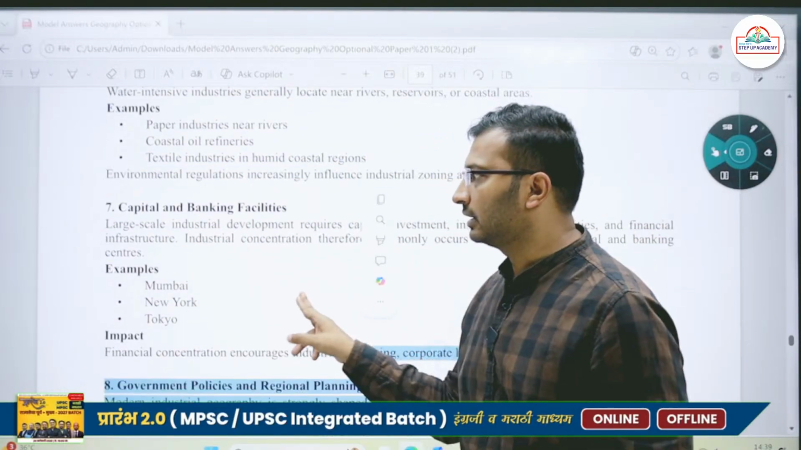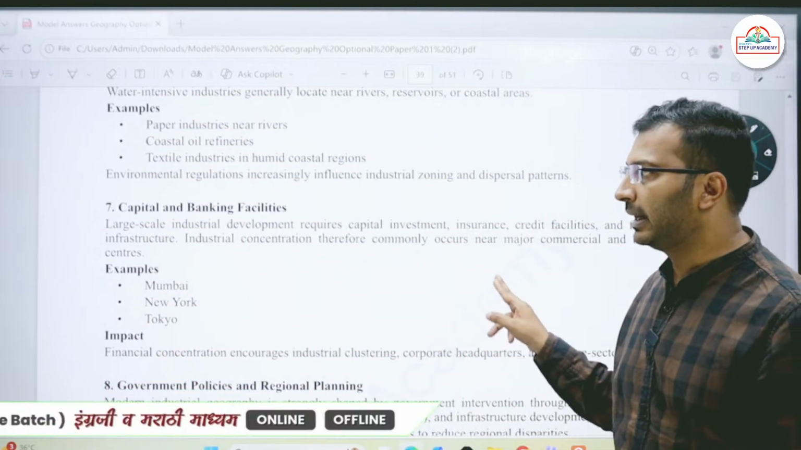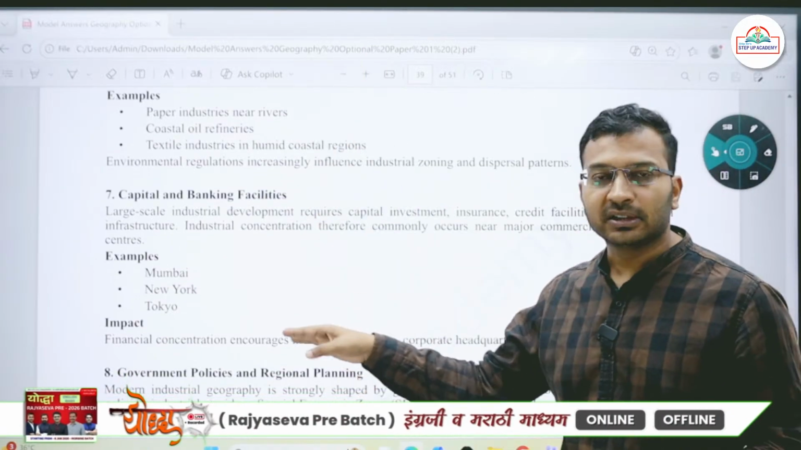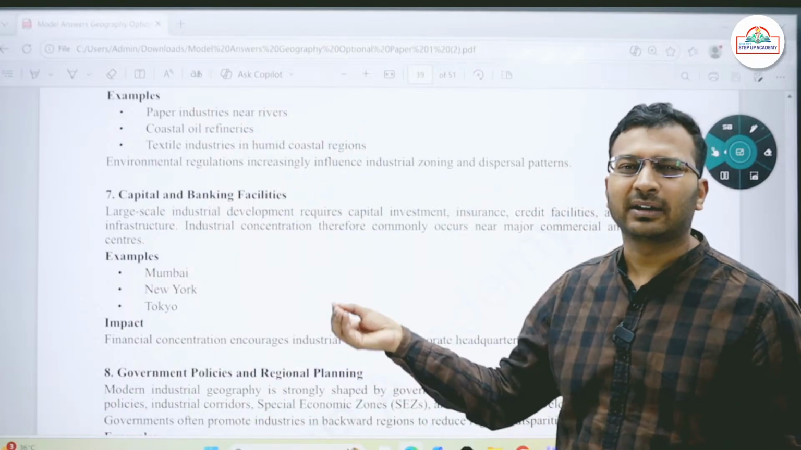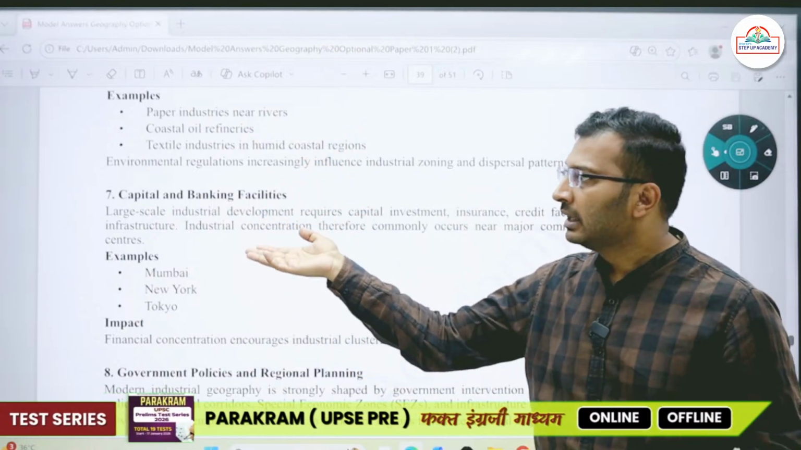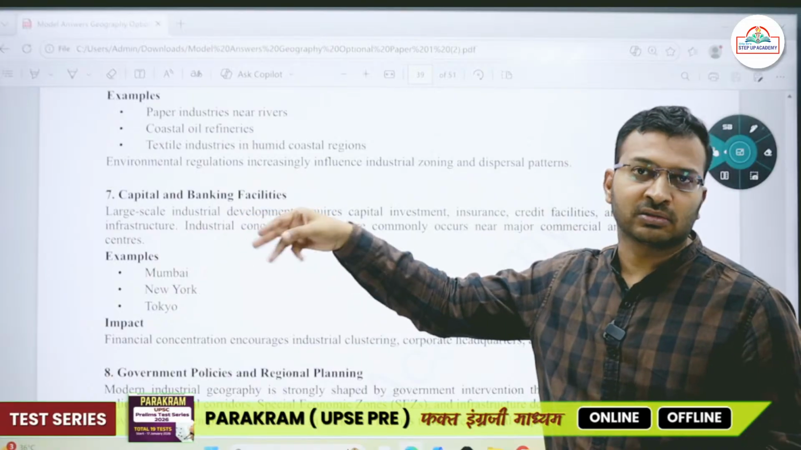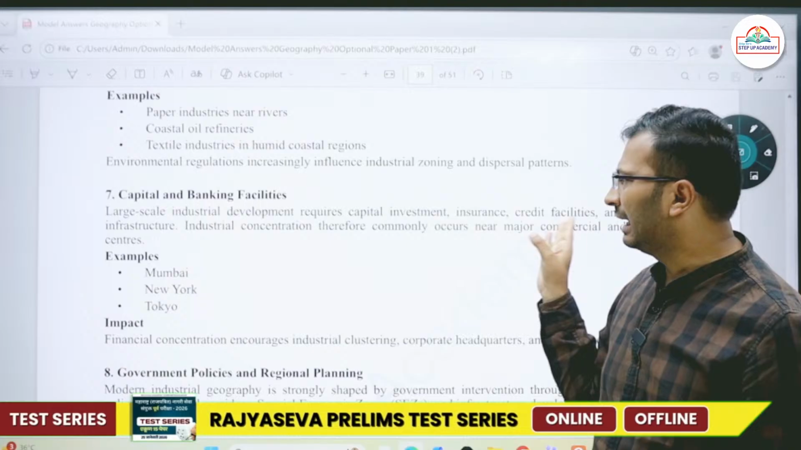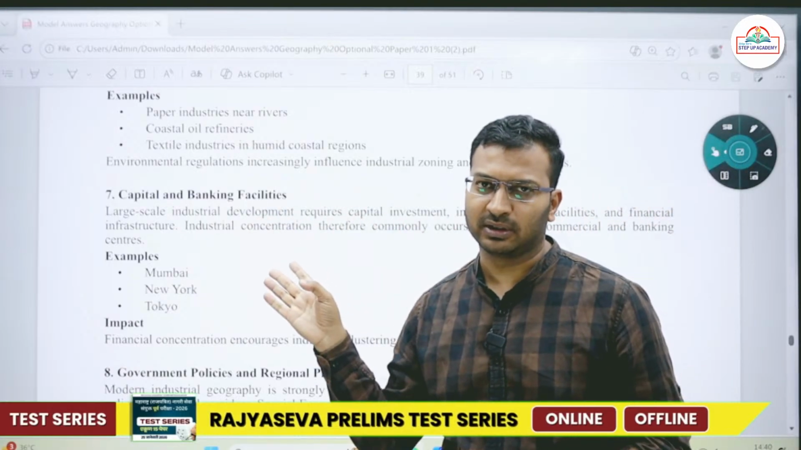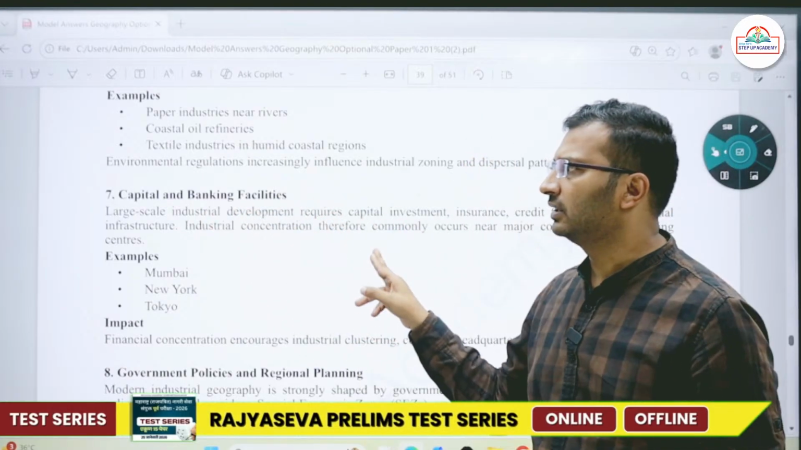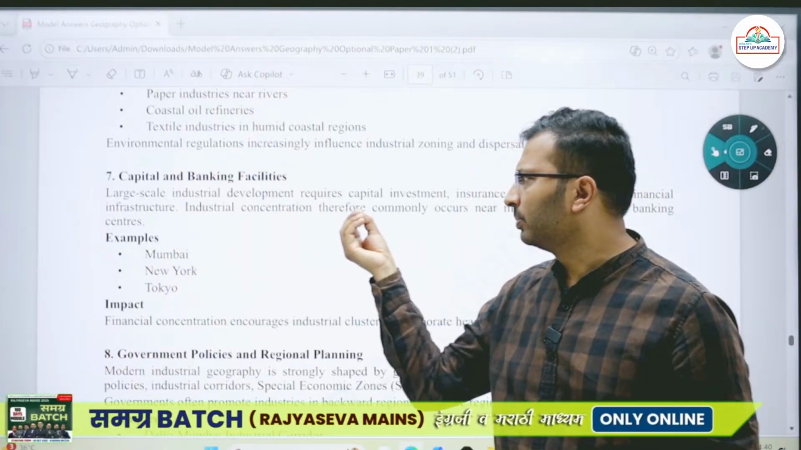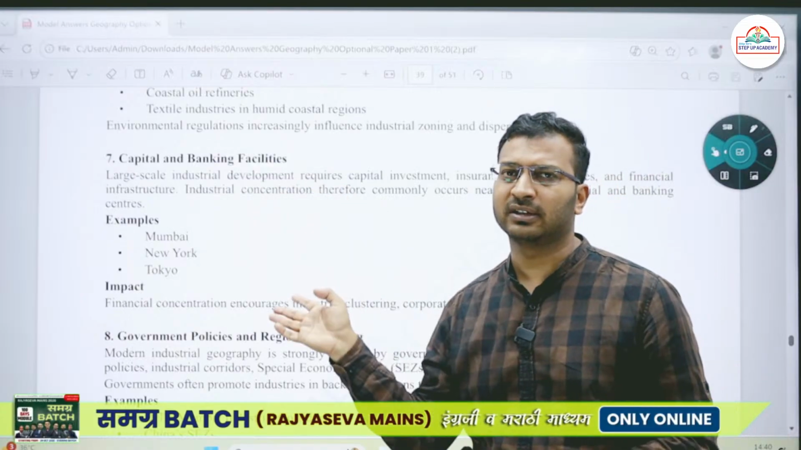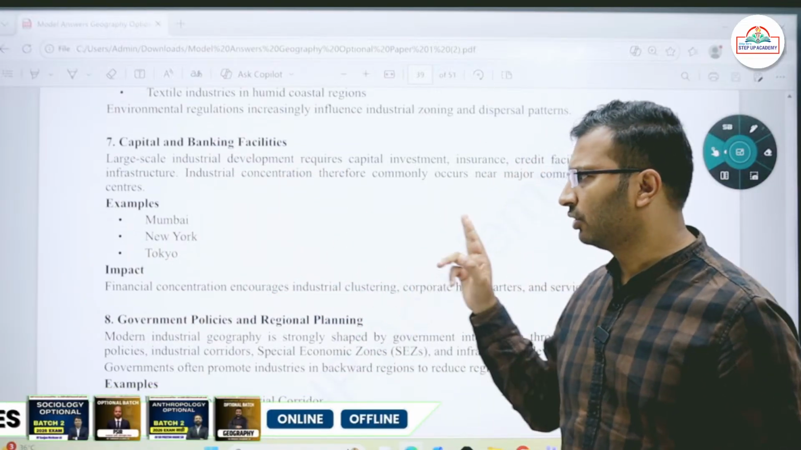Then the next factor that comes into play is capital and banking facilities. See, there are many factors. In an examination it is not possible to write all the factors, but at least write some 6, 7, or even if you are able to recall 10, 11, 12 factors, do put them in. Don't write entire lengthy statements. Just put in capital and banking facilities, and write a few important keywords like capital, insurance, credit facilities, loans easily available. Examples: Mumbai, New York, Tokyo.